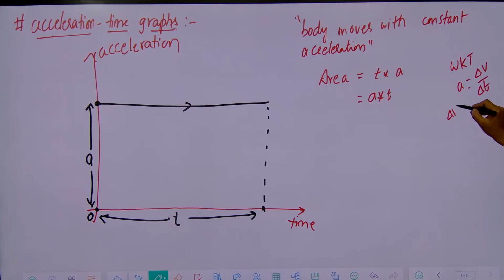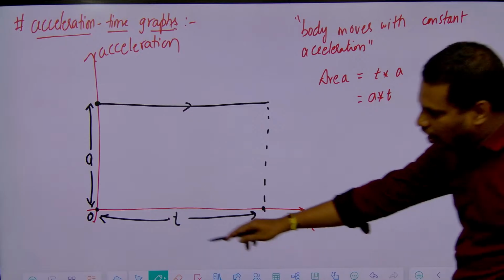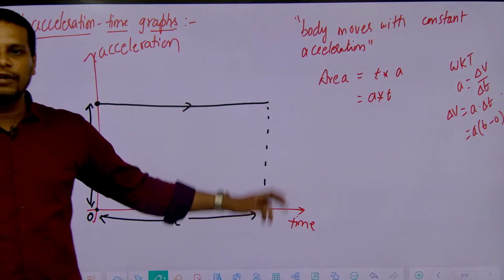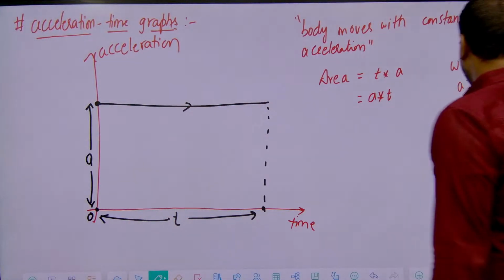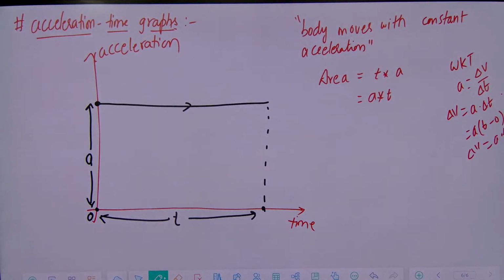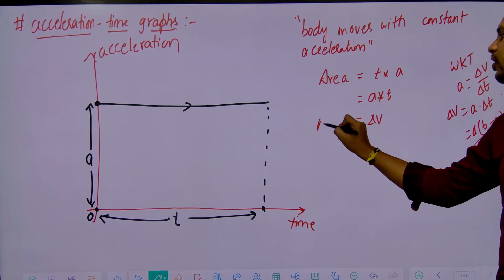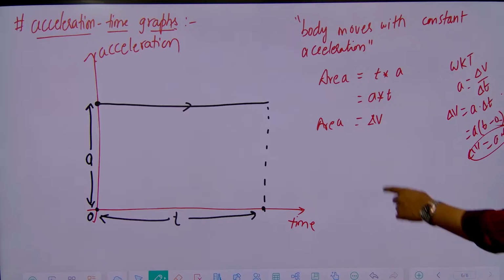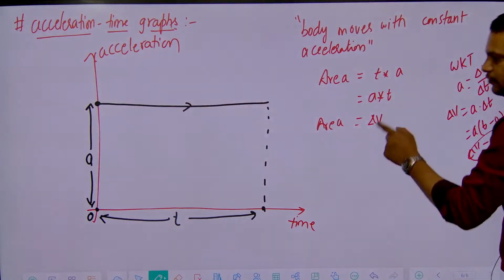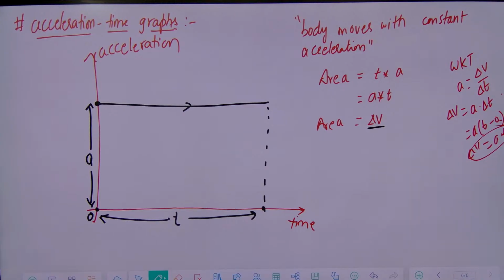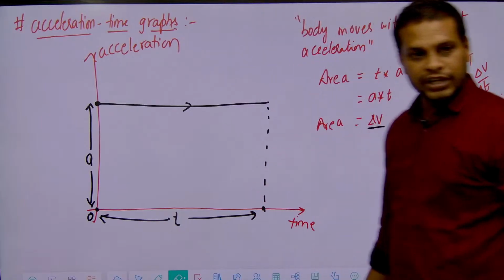Then the rate of change of velocity is equal to acceleration into delta t, where delta t is taken as final time minus initial time, t minus 0, because here the graph touches the origin. So what is the initial time? 0. Final time t, minus 0, gives t. So therefore you can write delta v is equal to a into t. So a into t can be taken as delta v. So this is the area. Therefore the area under the acceleration time graph gives what? Velocity, right? No, change in velocity. Remember, velocity is wrong, change in velocity is correct.